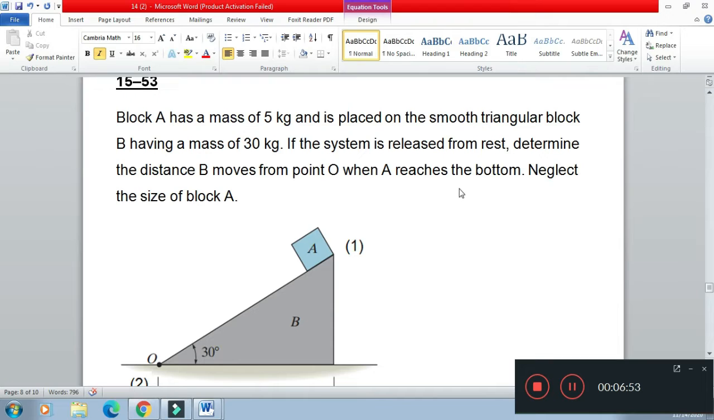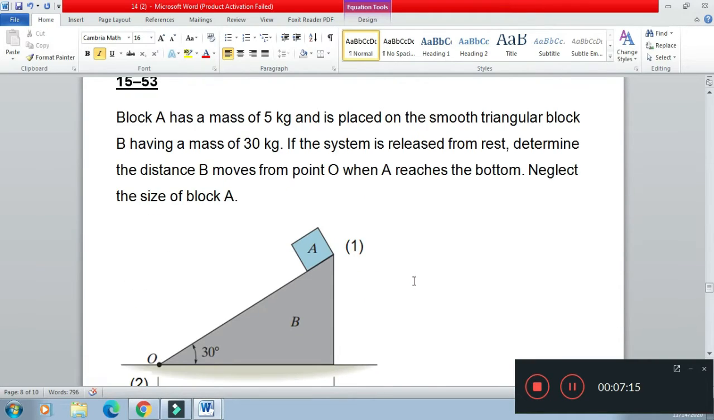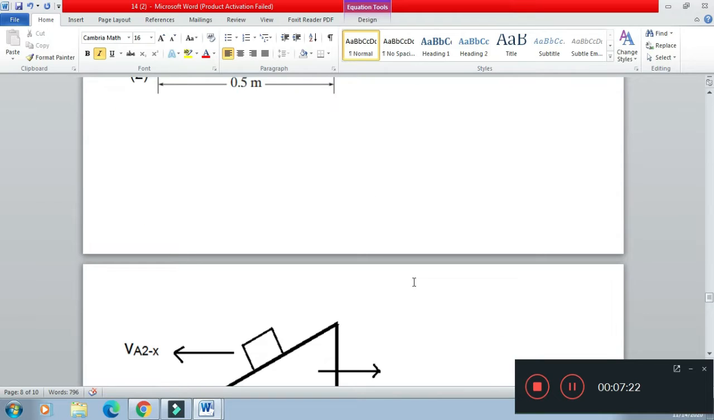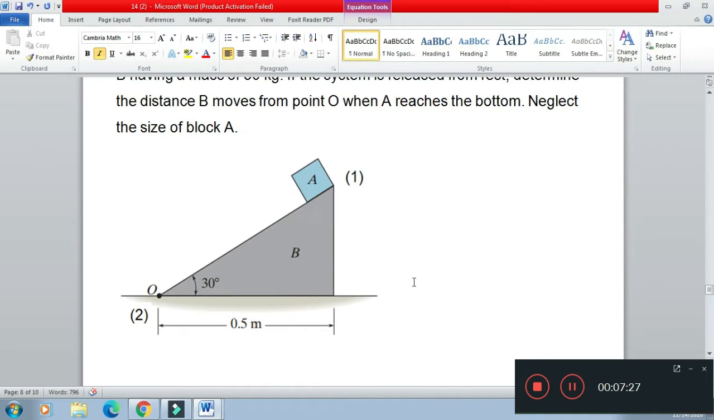If there is some friction between the triangular block and the plane surface, the triangular block can remain stationary. But here the block is smooth, or the plane is smooth, so when block A moves downward, block B can move towards right. That is, when the block A is moving towards left and down, then block B can move towards right. The length of the block, the horizontal distance is 0.5.